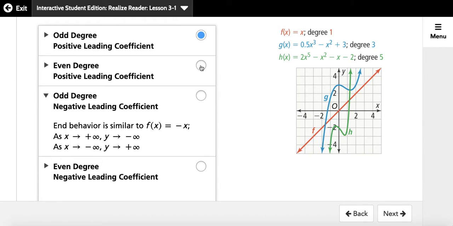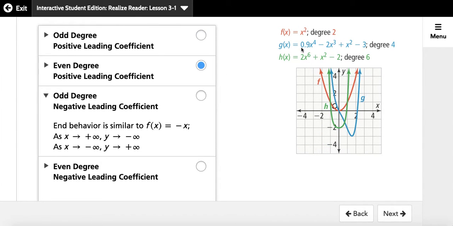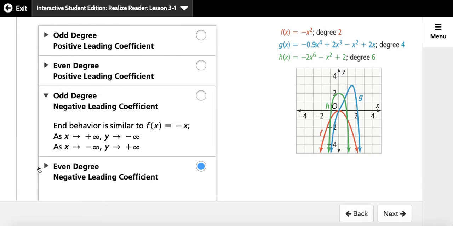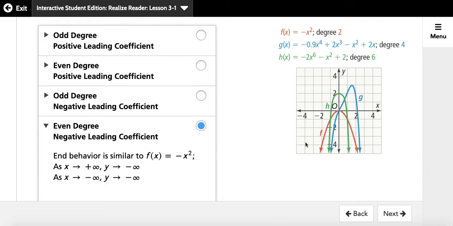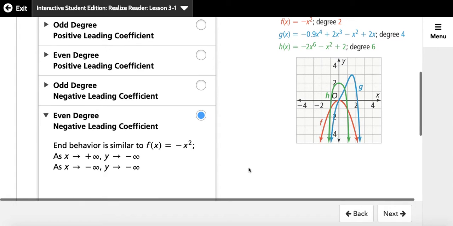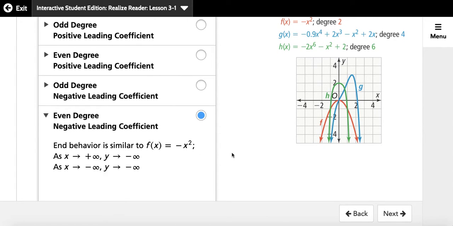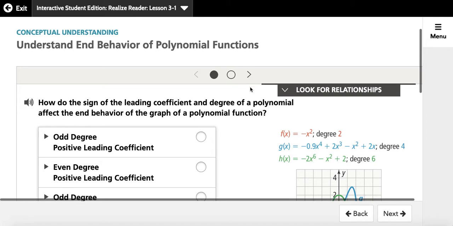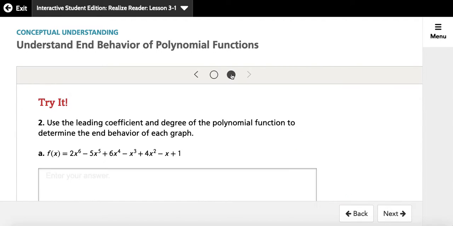If it's an even degree and positive, I know it starts in positive, comes down and goes back up to positive. If it has an even degree but it has a negative leading coefficient, they start in the negative world and end up in the negative world. Okay? I mean, there's the terminology, but basically, can you tell what's going on? Let's look at the examples you have to try.